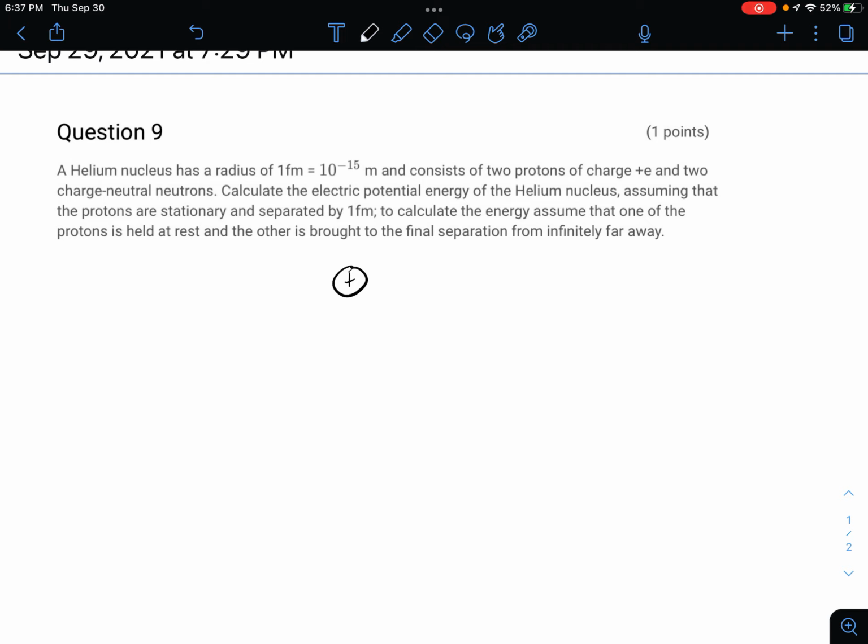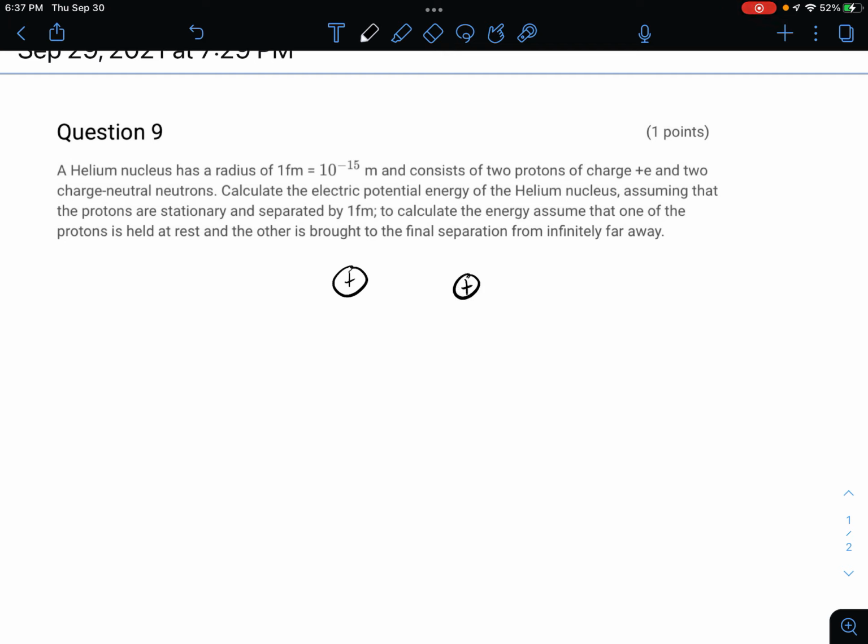So we're going to have our proton here. Since it's the helium nucleus, it's given that it's 2 protons and 2 neutrons. The neutrons aren't going to have any effect on the electric potential energy because they don't have any charge. So they're neutrally charged, neutral to that.